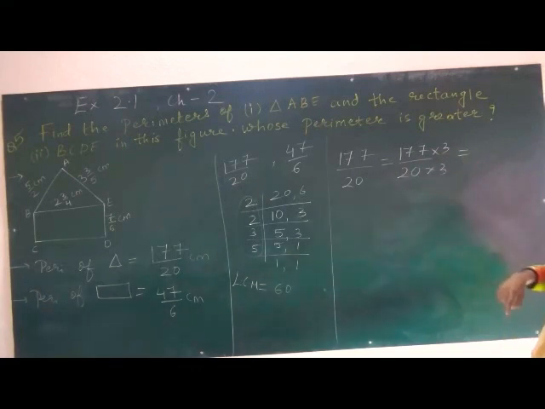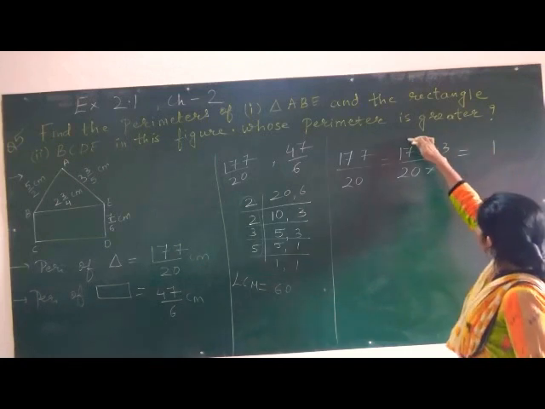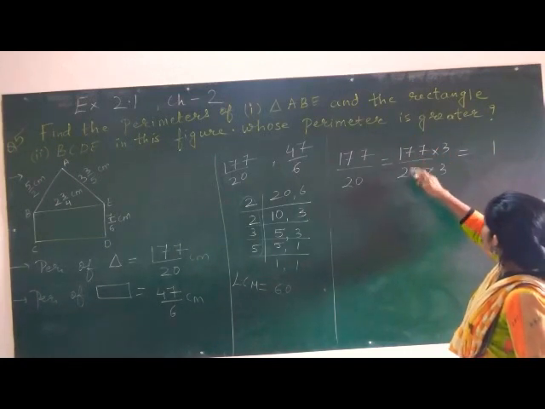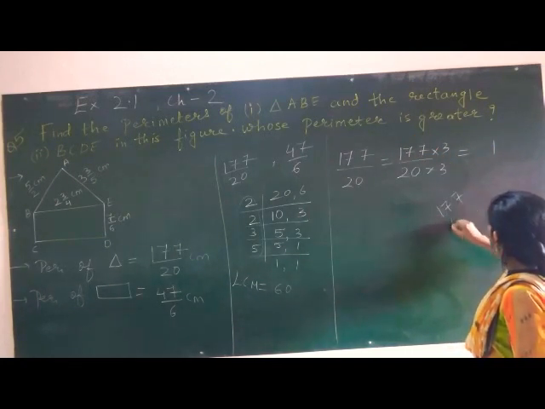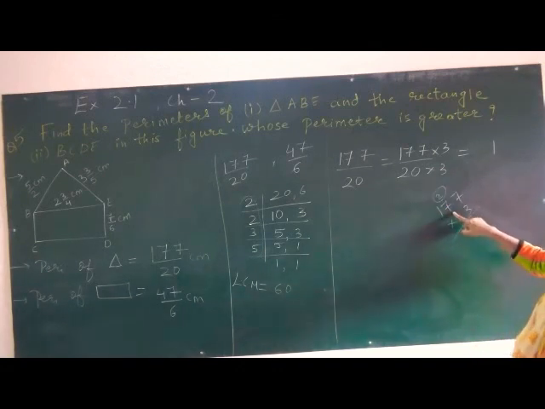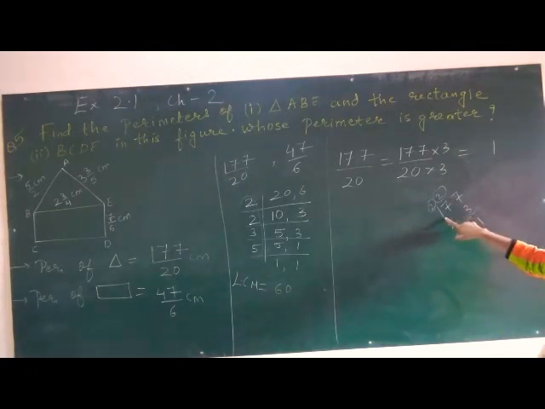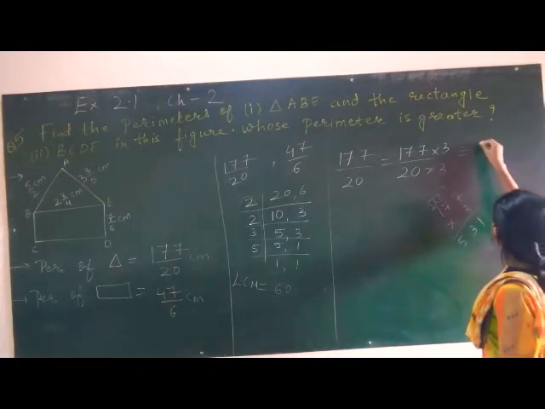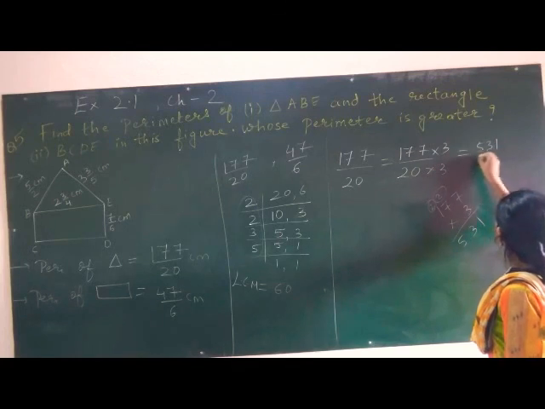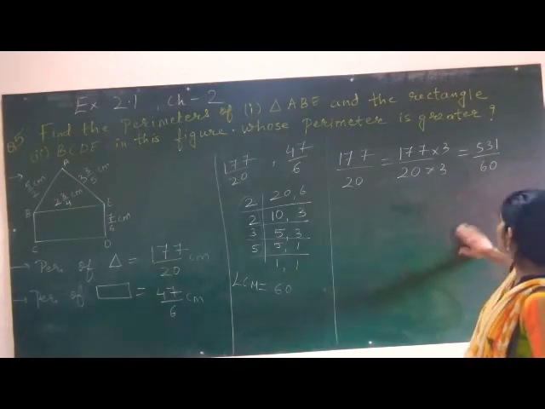So after you multiply by 3, what you will get? 3 7s are 21. So 1 and here carry 2. Again 3 7s are 21, or you can multiply here like this on the side. So 3 7s are 21. Again 3 7s are 21 and 2, so 23. So 3 carry 2 and 3 1s are 3 plus 2, 5. So it is 531. 531 upon 60. So this we are getting after multiplication.